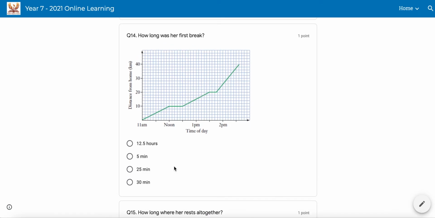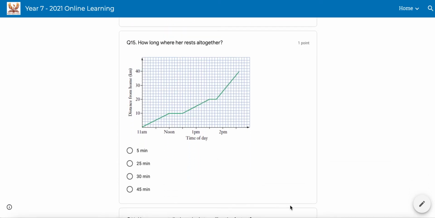How long was her first break? Okay, so we know it starts at noon, but when does it finish? It finishes at this marking, but we're not sure what this marking is at this point. So let's look at our next marking over here, 1 p.m. So 2 units represents from noon to 1 p.m. So that's 1 hour. So 2 units represents 1 hour. So then how much does 1 unit represent? Because her break was only 1 unit. So if 2 units is 1 hour, then 1 unit has to be half of that, which is half an hour. So her first break was half an hour long.